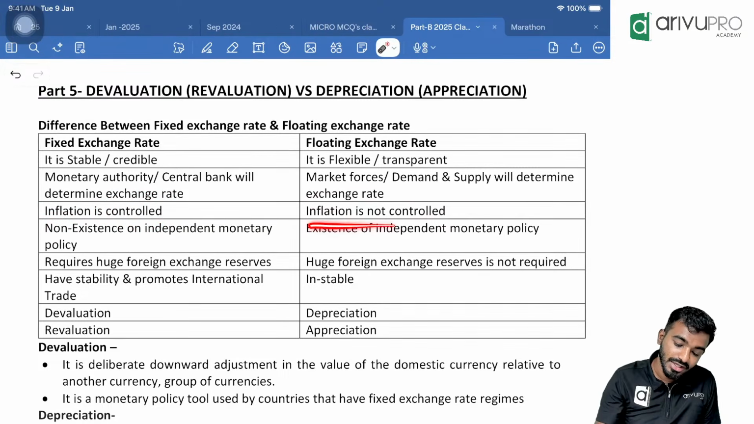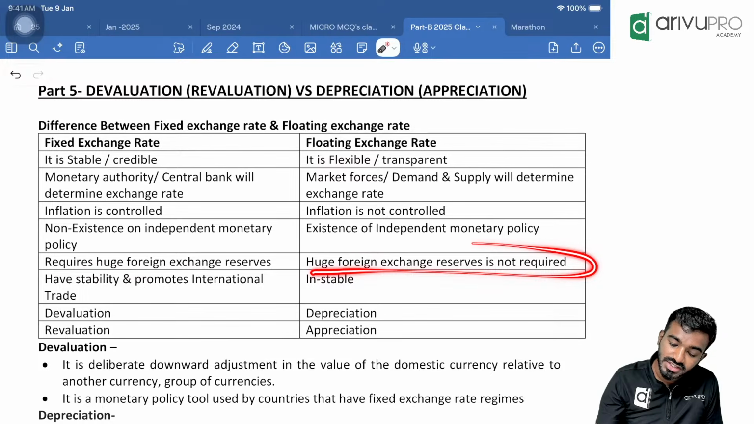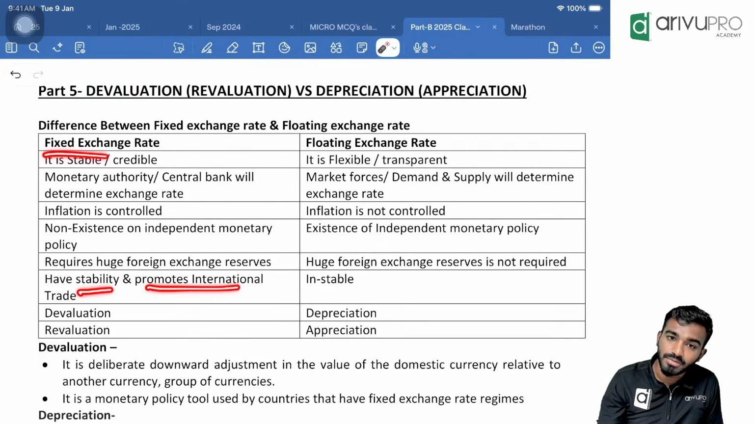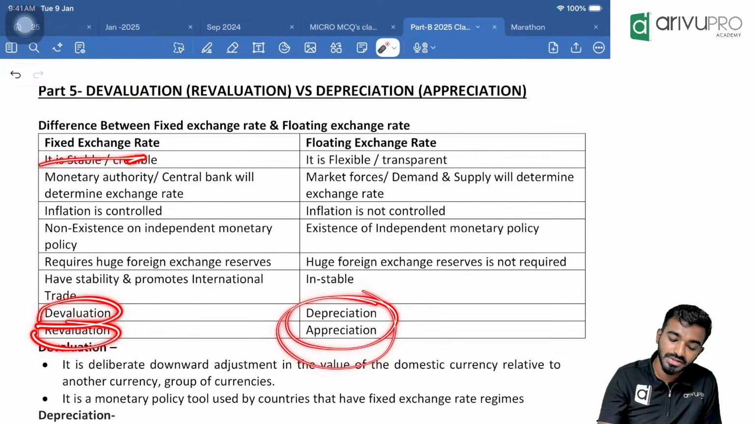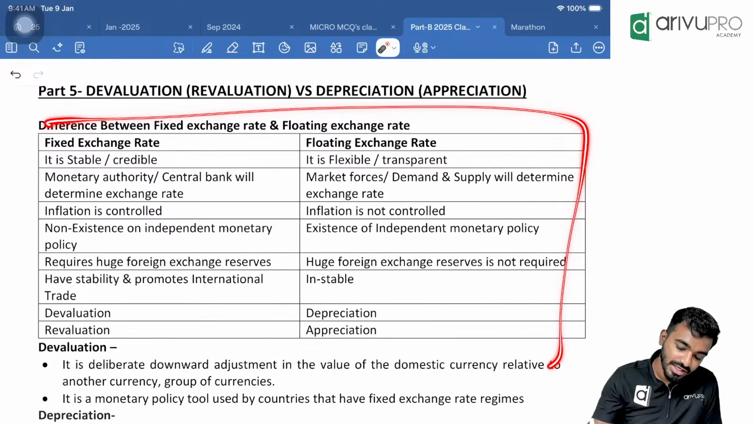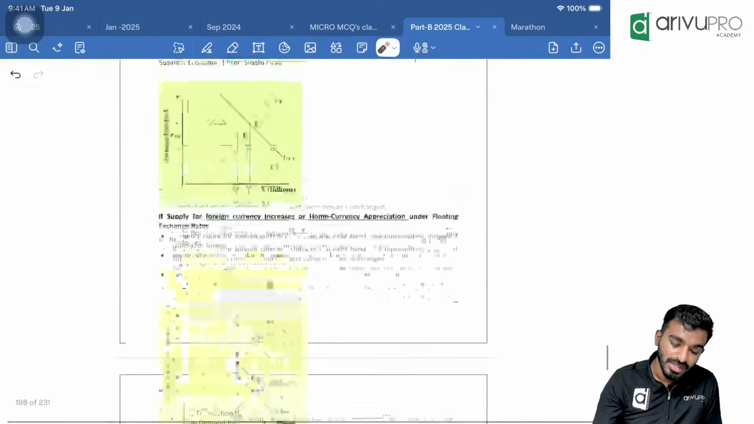Inflation will not work there, but here inflation is not controlled. Here we don't want any independent monetary policy, but here we want independent monetary policy. In floating, we don't want a huge exchange reserve, but here we need to maintain a huge exchange reserve. Here it will bring stability and promotes international trade, but here it makes international trade riskier because it is flexible and unstable. And devaluation, revaluation under fixed; depreciation, appreciation under floating. So this is the main difference between fixed and floating exchange rate.